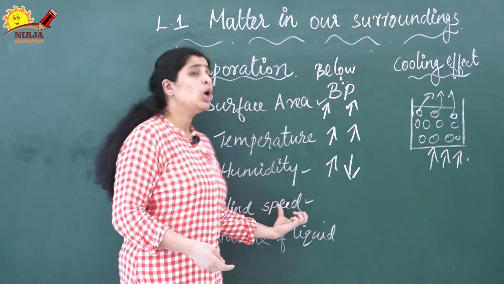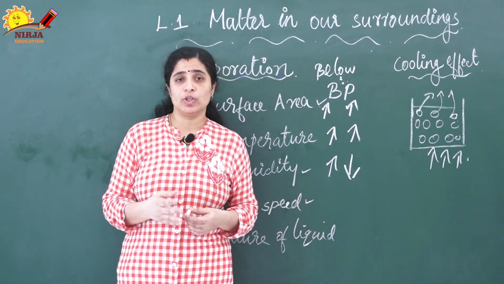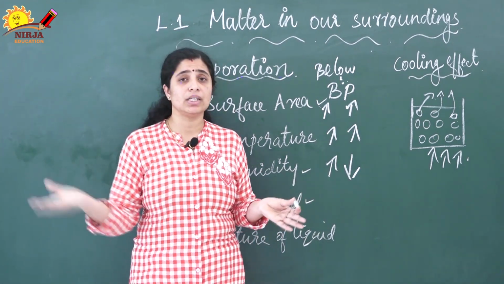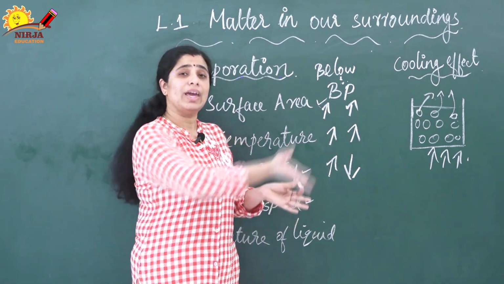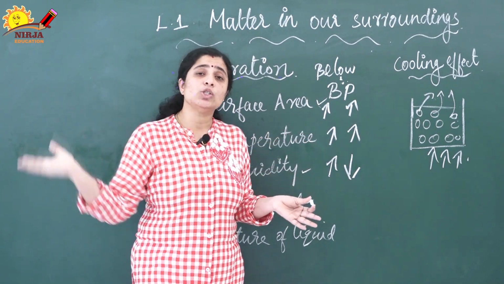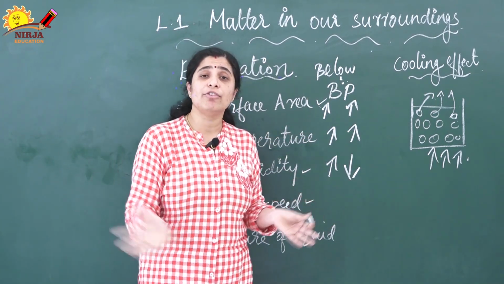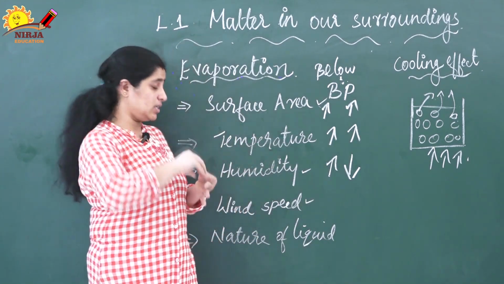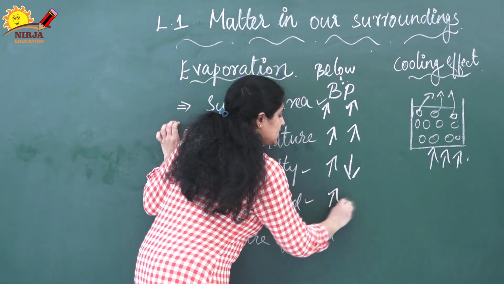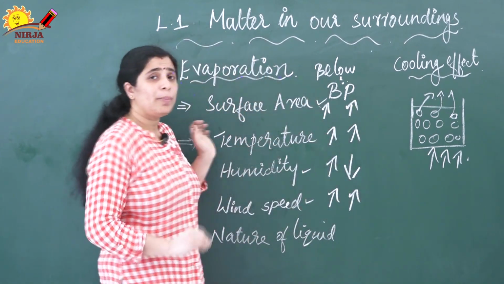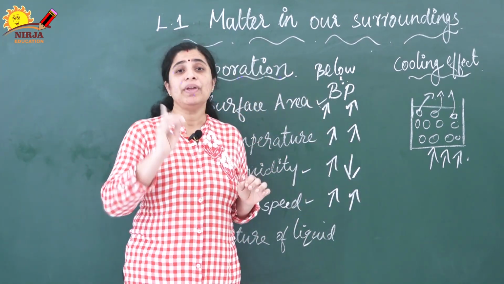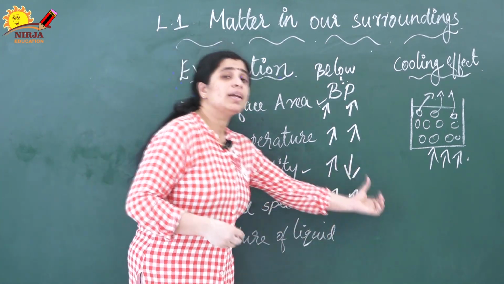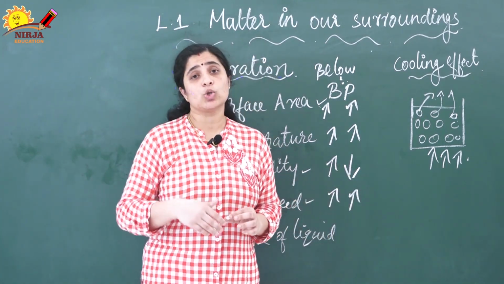The next is wind speed. We know that when we are blowing wind, the particles of water vapor will move away with the wind, so the cloth will dry fast. That means the rate of evaporation is increasing. When wind speed increases, the rate of evaporation also increases.